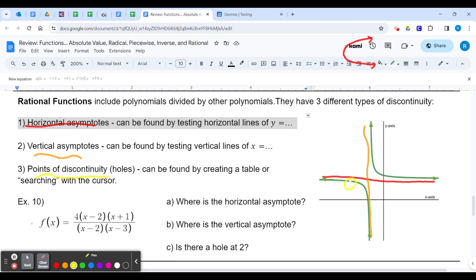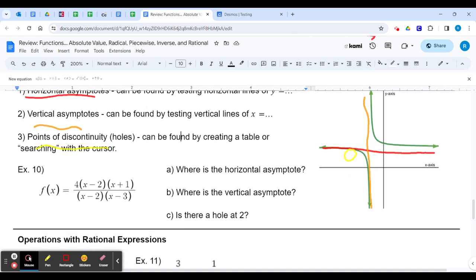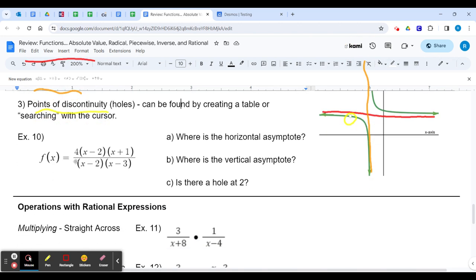If you want to label your graph, go ahead and do that. We can find these three different things graphically pretty easily, okay? We can find horizontal asymptotes by testing horizontal lines with y equals something. Vertical, we can test with x equals something, and the holes can be found by creating a table or searching with our cursor. Let's try this out with this example here.